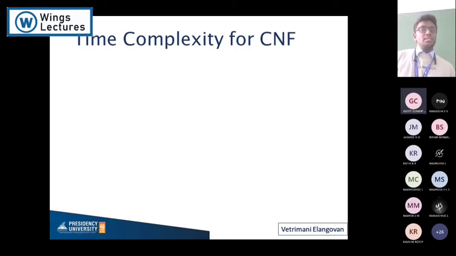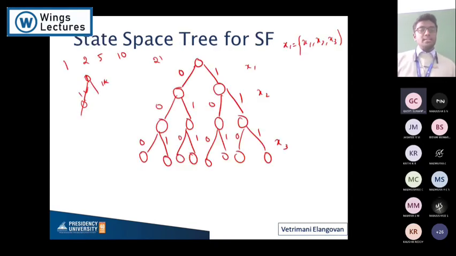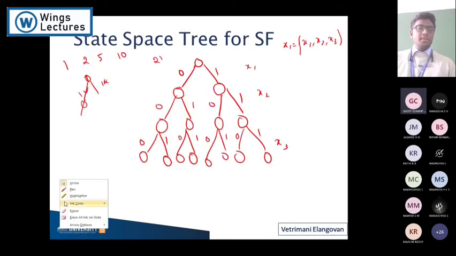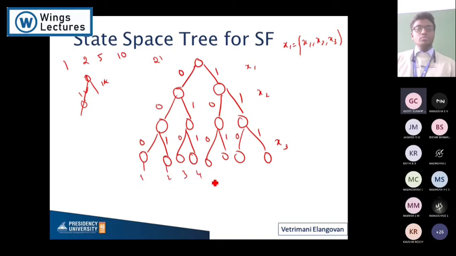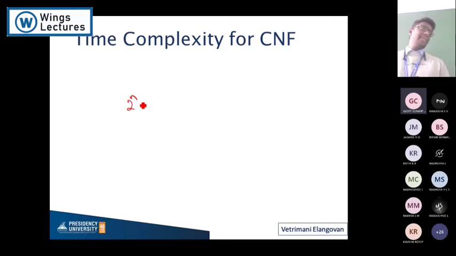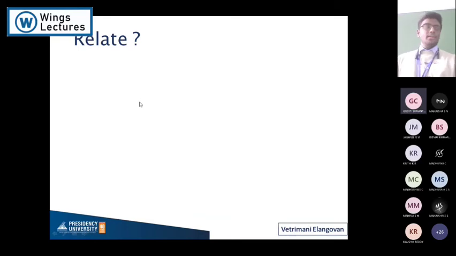For the time complexity of the given problem, of course we know how many possibilities there are here. Possible solutions are 1, 2, 3, 4, 5, 6, 7, 8. So the time complexity is going to be nothing but 2 power n, right? And how I can relate the 0/1 knapsack problem to the state space tree.